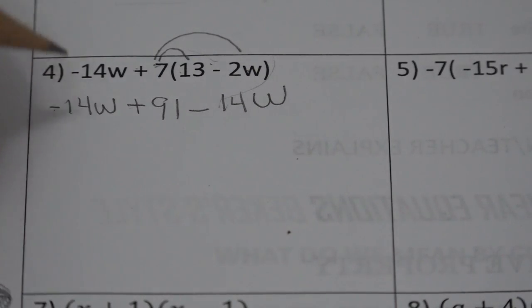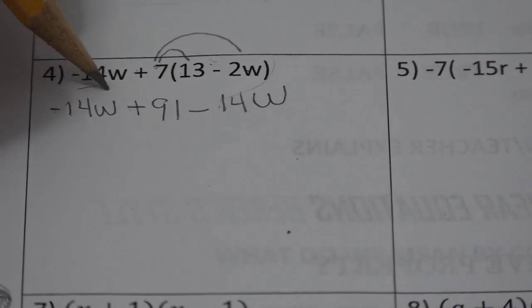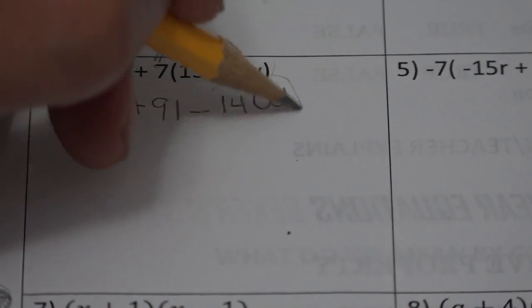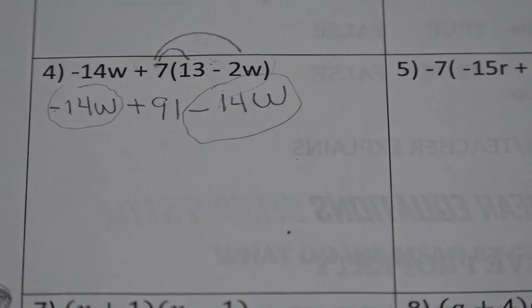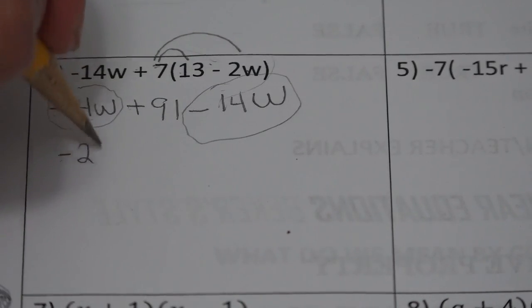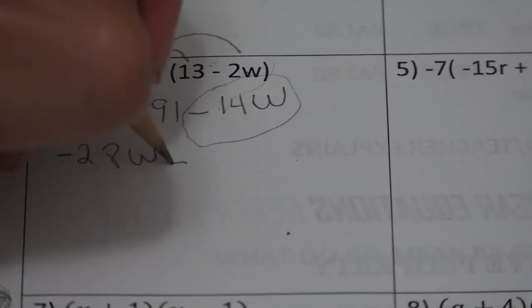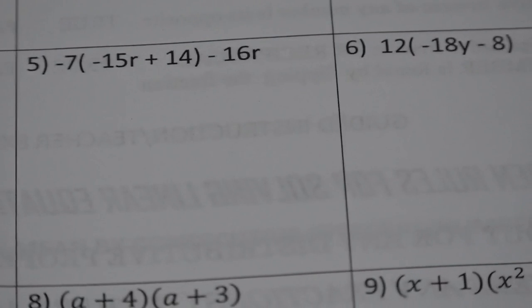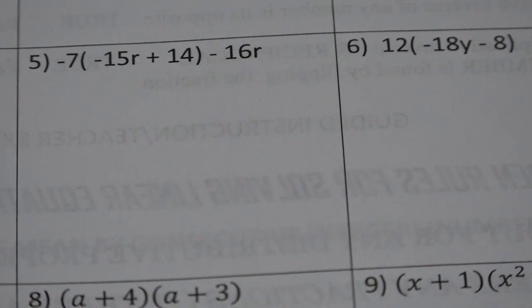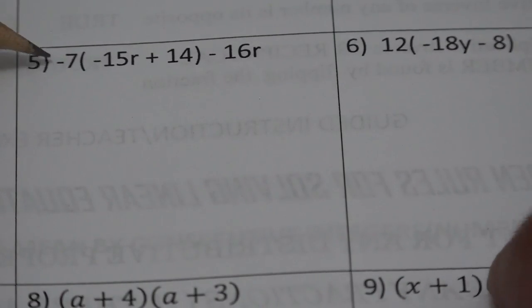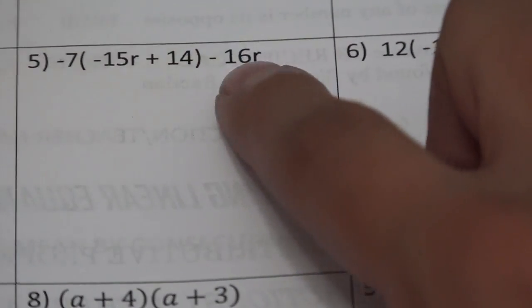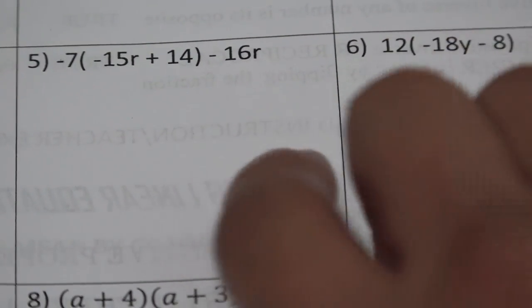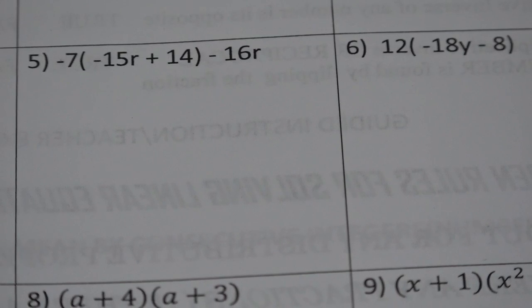Okay? And now we add the like terms. These are like terms. Look, negative 14w and negative 14w. Never forgetting the sign. So that's negative 28w plus 91. Let's move on. Okay. So here, once again, we have a multiplication of the 7, but we don't have a multiplication of the negative 16r, right? So then let's start doing it.